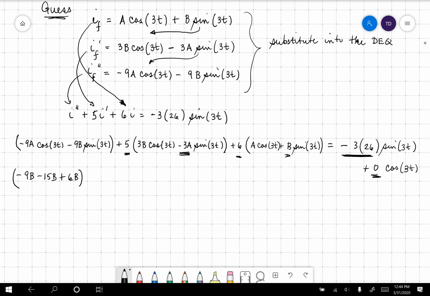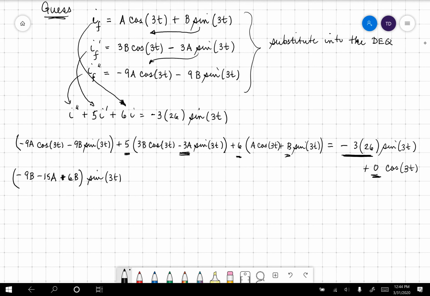So all of those should be minus 15a. Minus 15a. Thank you, Jack. Again, so appreciate you guys. Minus 15a. And then it's plus 6b, correct? Plus 6b. Okay, and that multiplies sine of 3t.